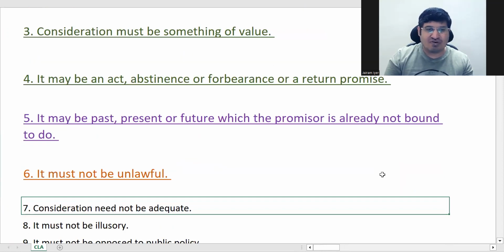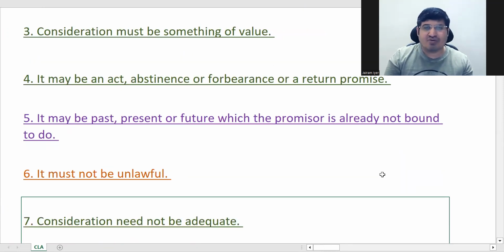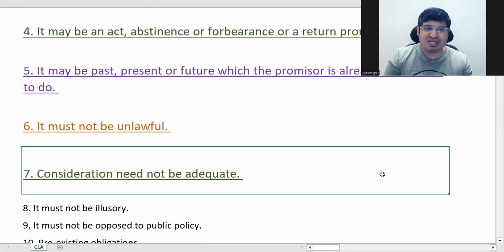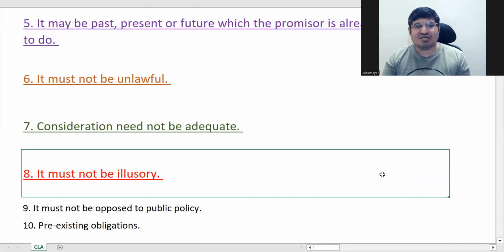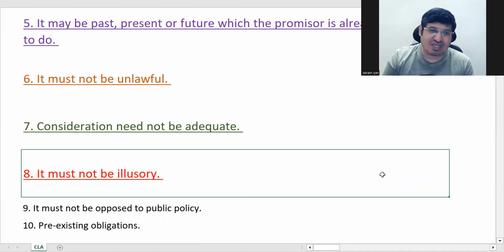Must not be unlawful, need not be adequate. We have seen inadequate consideration is fine. Must not be illusory. Illusory means imaginary, something which is not going to happen. You cannot give a consideration which is not going to happen. You cannot make a contract saying I'll give you 20,000 rupees when the fairy gives it to me. There's no fairy, she's not going to give it to you, right? That's an illusory consideration. It should not be illusory, imaginary.